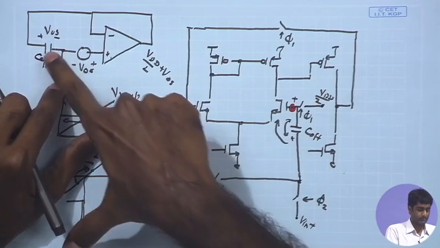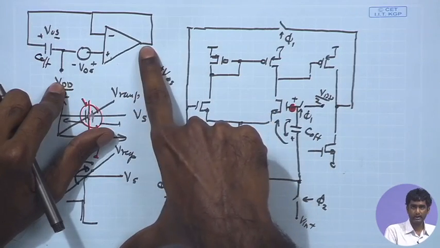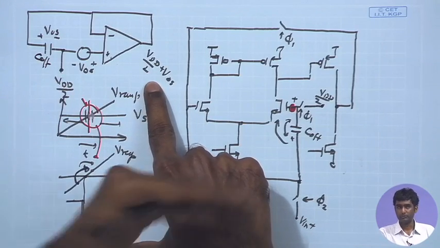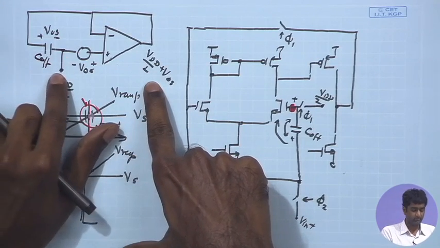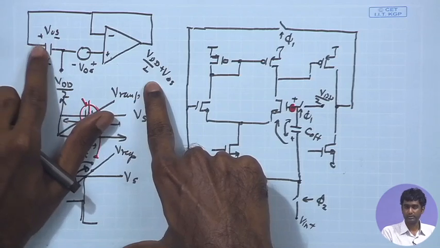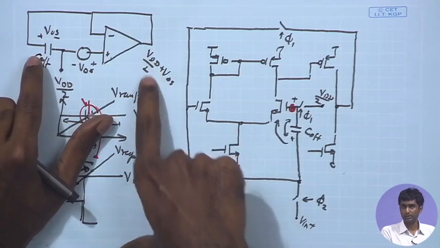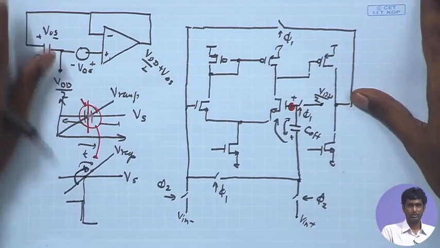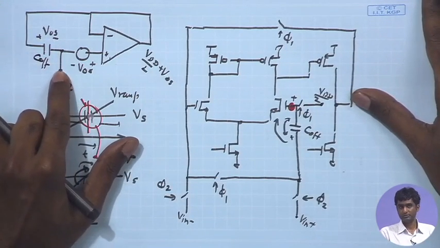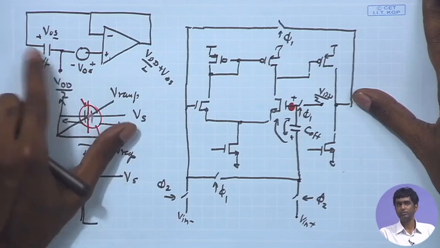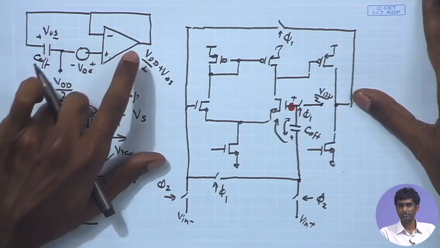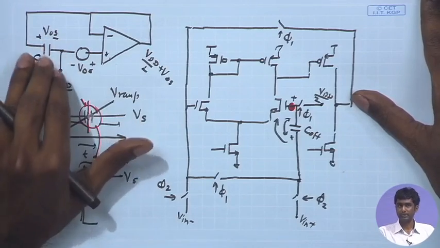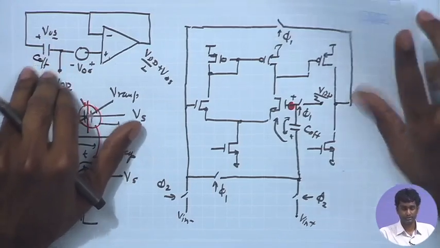So, I can take this C offset out and place it here between this point and AC ground, it has the same effect. From the point of view of the phi 1 phase, the C offset is effectively appearing as a load capacitance for the closed loop operation between the output and AC ground. Because this is just a DC potential which I have applied through the switch, and this is just an AC ground, the C offset appears between the output of the unity gain amplifier and AC ground. So, this is my load capacitance for the closed loop operation, that is the first thing.